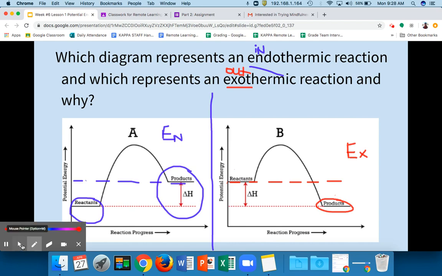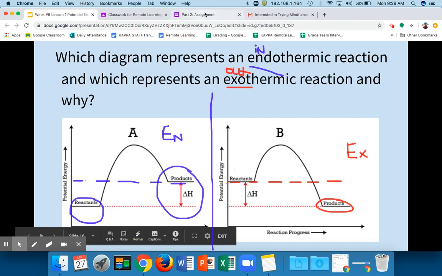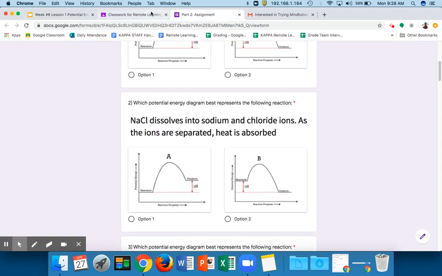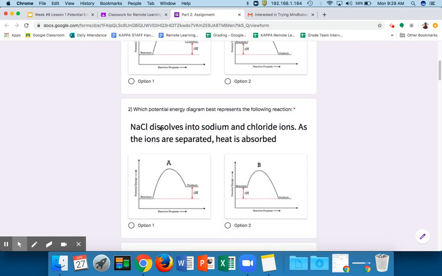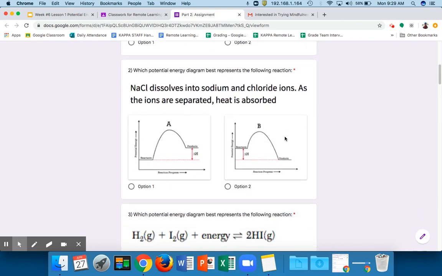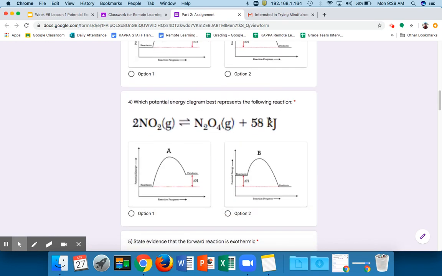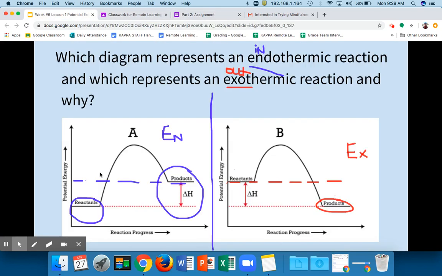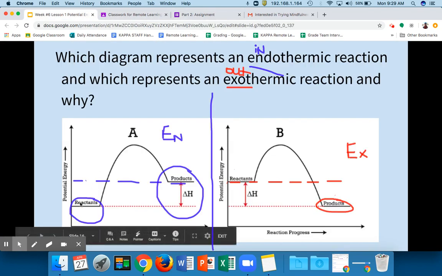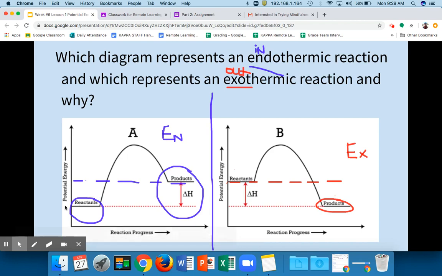Now for your assignment this week, you're going to use these graphs, and there are questions that will give you a type of reaction, and you have to determine, is it endothermic or exothermic, and which graph represents that. So some of the reactions are written out as sentences, and some of them are written out like chemical formulas. Okay, so remember this graph for your assignment. And this week there's one lesson and one assignment because this lesson is pretty long.